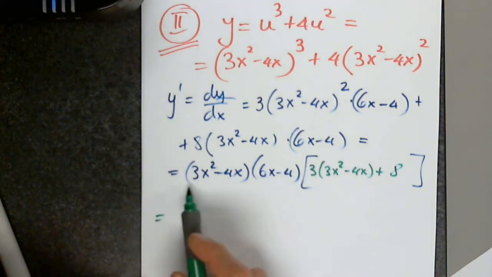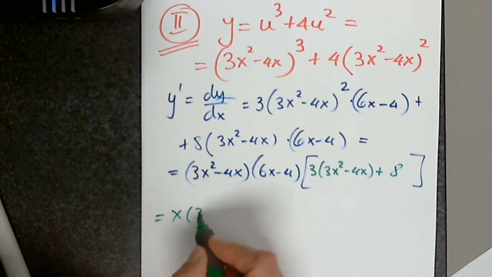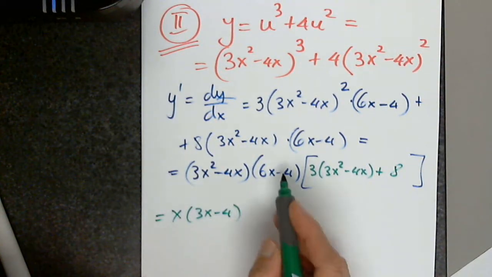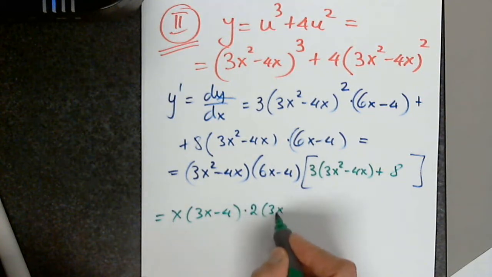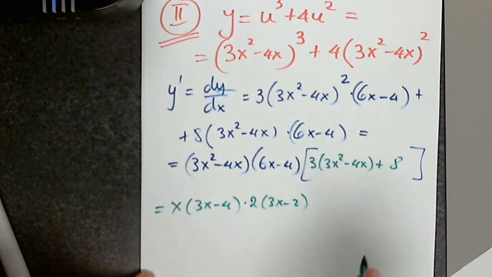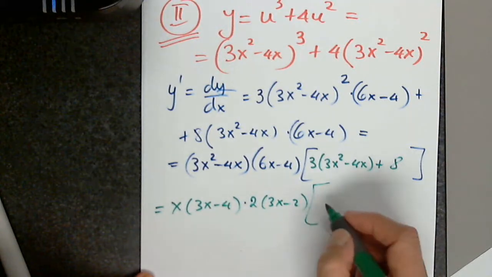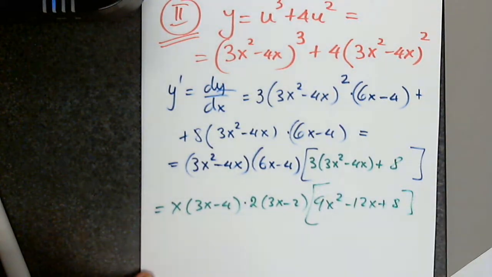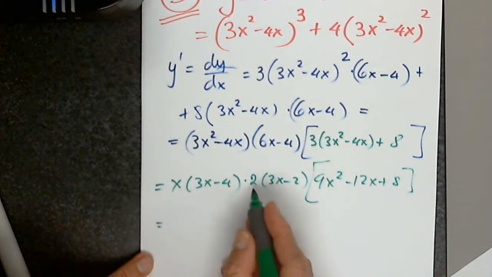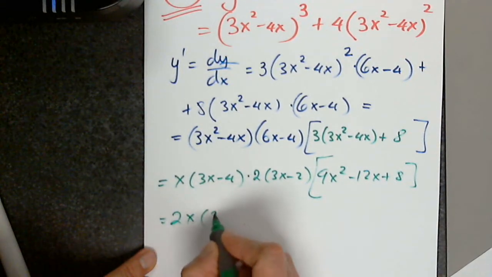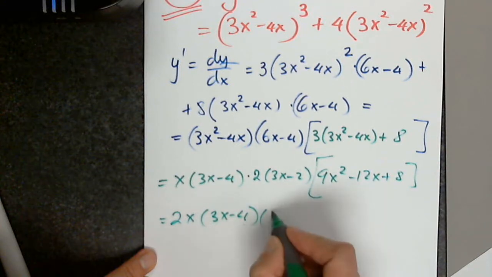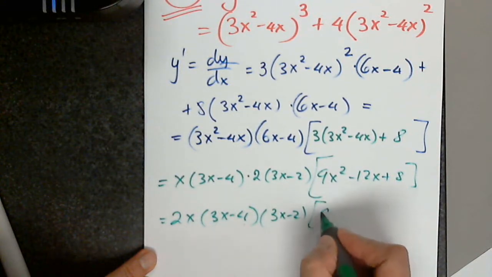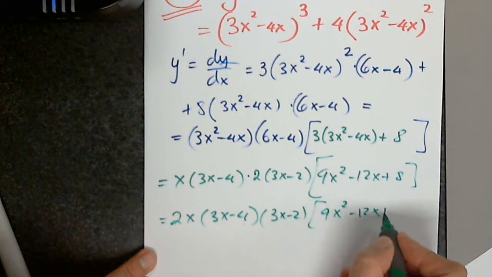And finally, I can factor out an x, and I get 3x minus 4. I can factor out a 2, and I get 3x minus 2. And I'll perform the operations inside as 9x squared minus 12x plus 8. And there is nothing else I can do. I will just put the 2 in front: 2x, 3x minus 4, 3x minus 2, 9x squared minus 12x plus 8.